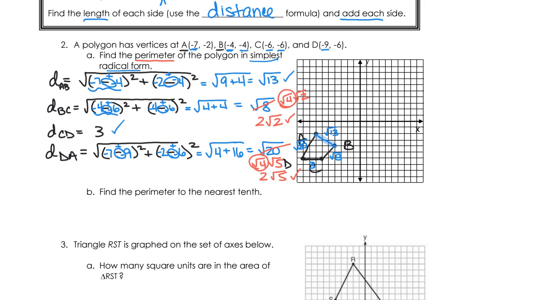all right, so our perimeter is going to be our first side of square root of 13 plus our second side of 2 square root of 2 plus our third side of 3 plus our last side of 2 square root of 5. And if you think back to when we added radicals, they have to have the same number underneath the radical in order to be added together, and none of these do. And so we're going to leave that lovely expression as our perimeter.